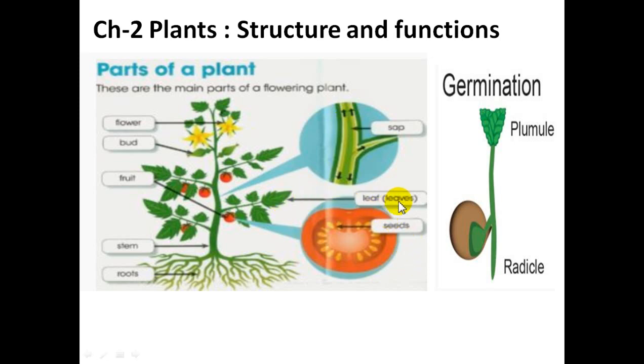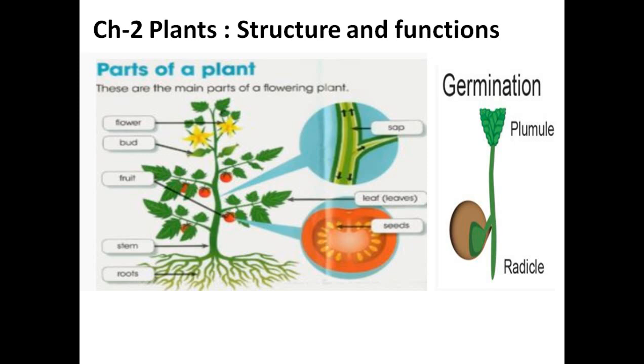Okay, leaf. Leaf, you are aware of leaf. Seeds. Seeds are always present inside the fruit. You are aware of this. You will see on the right side of the image, germination is written here. So we all know when any seed starts germinating, what happens? First, root parts and shoot parts start developing.